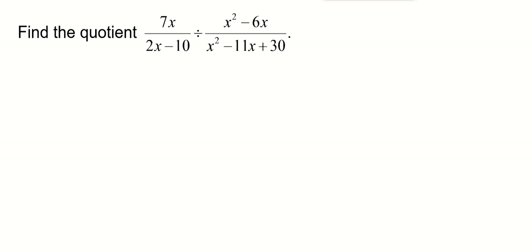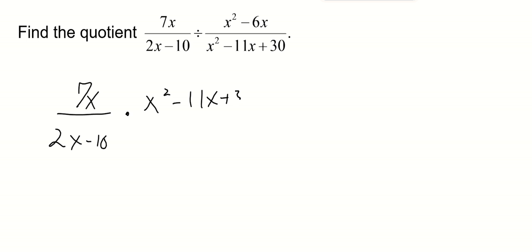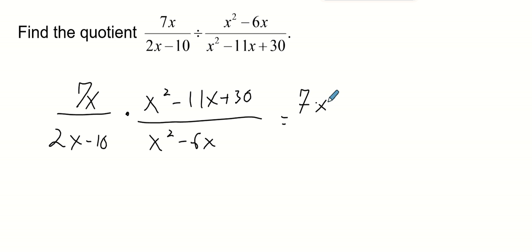So I'm going to keep the first fraction, change it to multiplication, and flip my second fraction. Now I'm going to factor everything out, so I get 7x. I just write it as one fraction now and include lots of parentheses where needed. So 30 and 11. So I'm thinking of 6 and 5. They're both going to be negative, so I get x minus 6 and x minus 5.